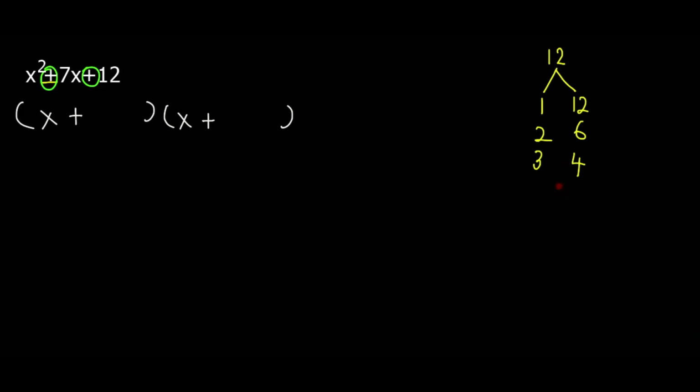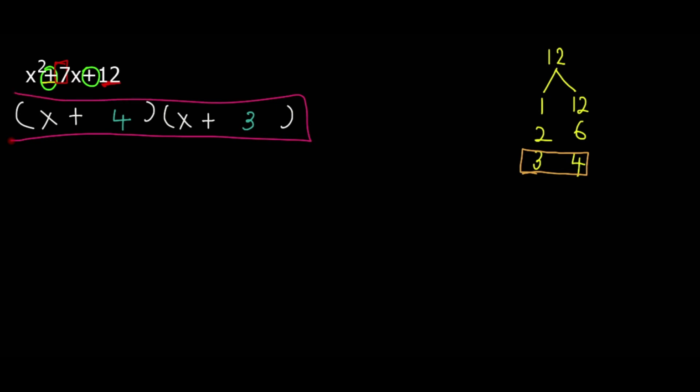From here, we look for two numbers whose product is the constant, 12, but whose sum is the middle term, 7. It is obviously 4 and 3, because 3 times 4 gives 12 and 3 plus 4 is 7. Always put the bigger number in the first bracket, so 4 goes first and 3 goes second. So this is our answer.